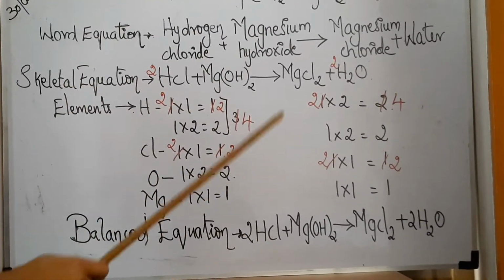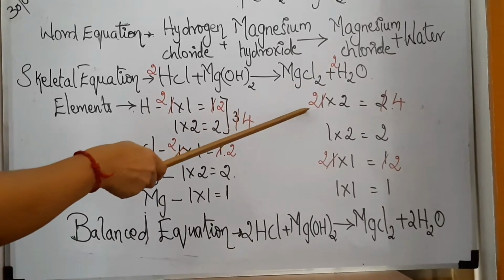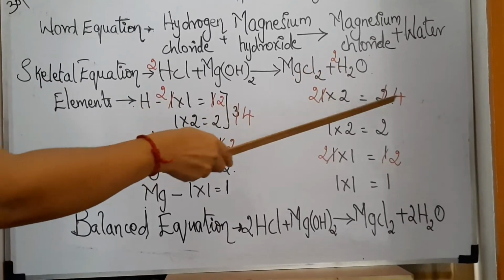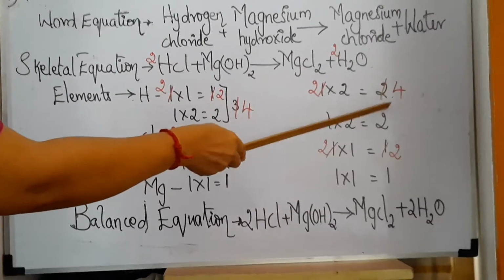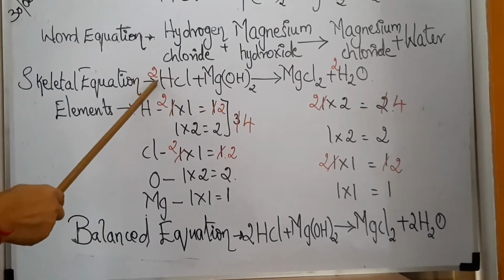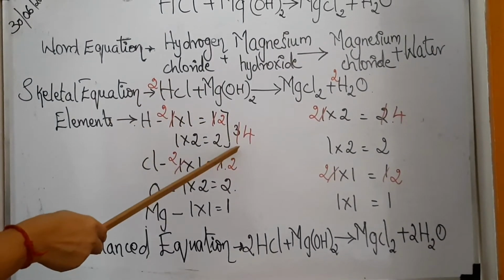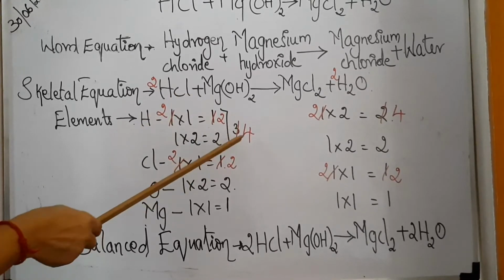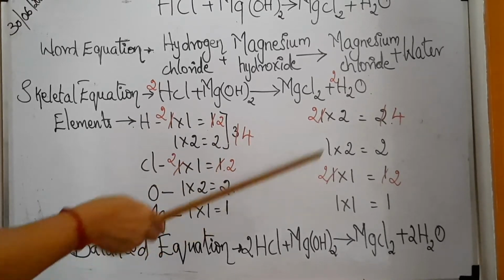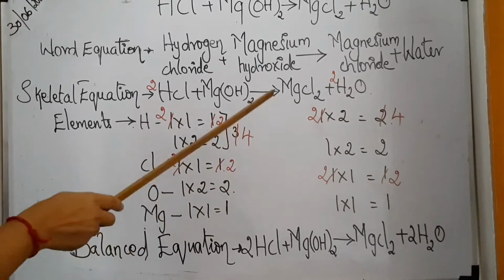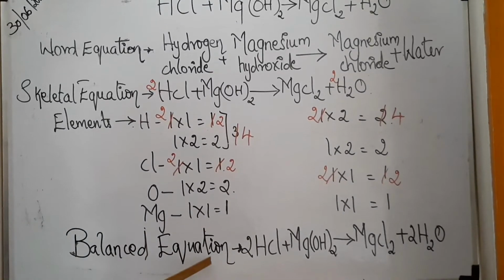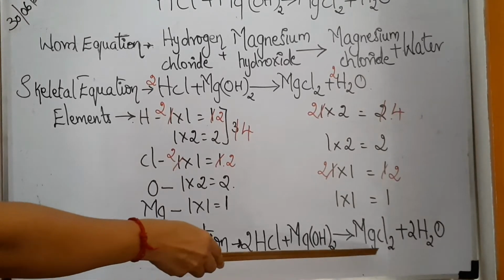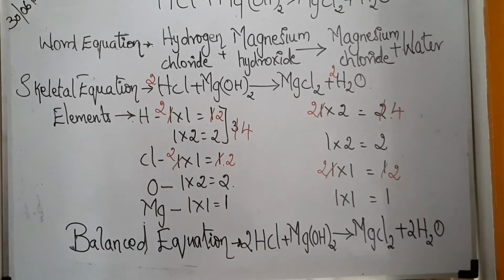So I'll repeat again. How did we do this? First, we started with hydrogen on this side. We put 2 here and made this into 4. 2 into 2 is equal to 4. Then what did we do? Here we added 2. Thereby hydrogen got balanced and chlorine also got balanced. Clear, children? So now 4, 2, 2, 1. Here also 4, 2, 2, 1. It's got balanced now. The balanced equation is 2HCl plus Mg(OH)2 gives MgCl2 plus 2H2O.